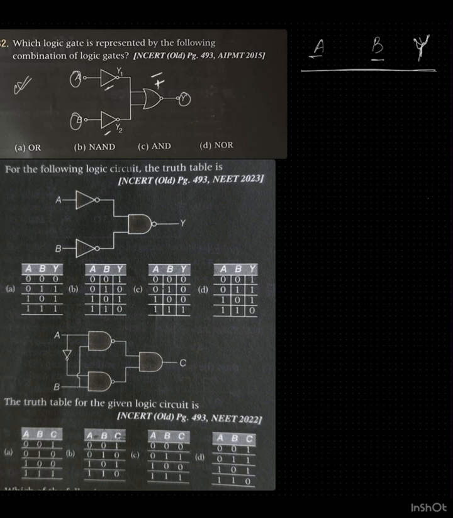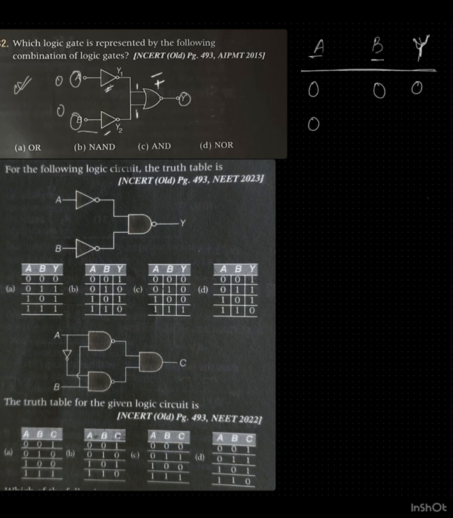So now let us see. First we will take the combination of 0, 0. That means A is 0, B is 0. This 0 will go from here through the NOT gate, and it will invert, and here you will receive 1. Similarly, this 0 will go from here and get inverted, and you will receive 1 here also. Now, first it will get added up, so 1 plus 1 is 1, and then it will get inverted, so it will become 0. So you will get 0 here. Let us take the next combination.